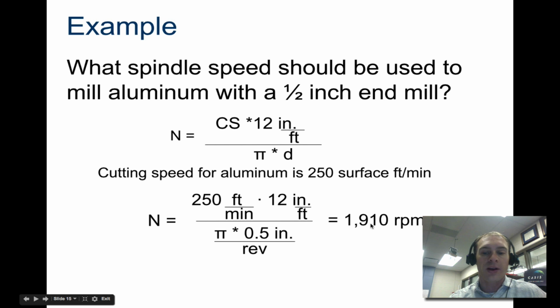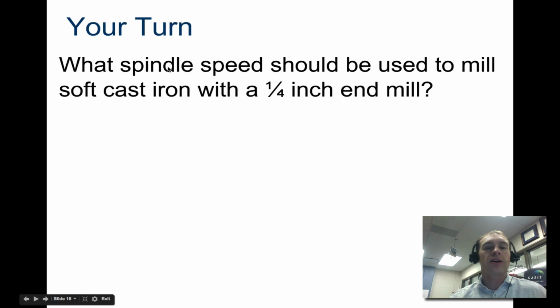So you end up with 1,910 RPMs. Note that there's no decimals here. 0.1 or 0.4 extra RPMs is so insignificant that you don't ever need to record to the decimal. To the nearest single-digit RPM is probably even a little bit too much, but we could go ahead and still record that. So here's another practice one.